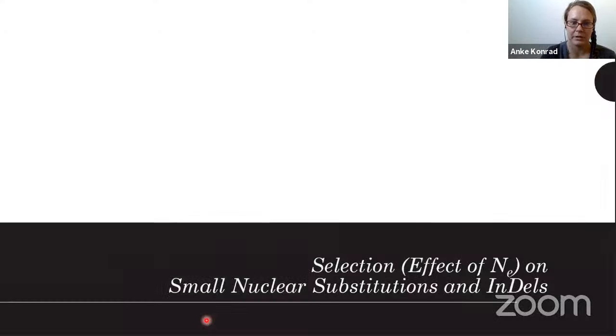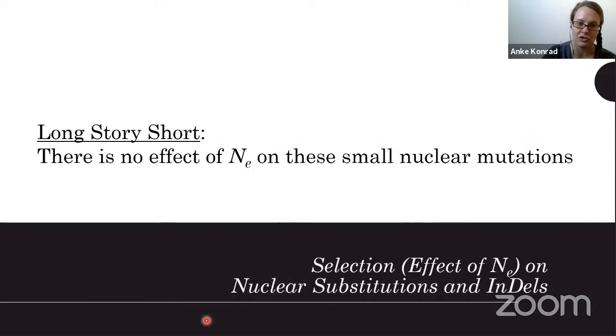Now, at this point, we saw that both mitochondrial mutations and large nuclear mutations are likely under selection. So in this last part, I looked at small nuclear substitutions and indels and the effect of selection and population size on them. And I'm going to jump forward here before I show you the data. The long story short is that there is no effect of population size on these small nuclear mutations.